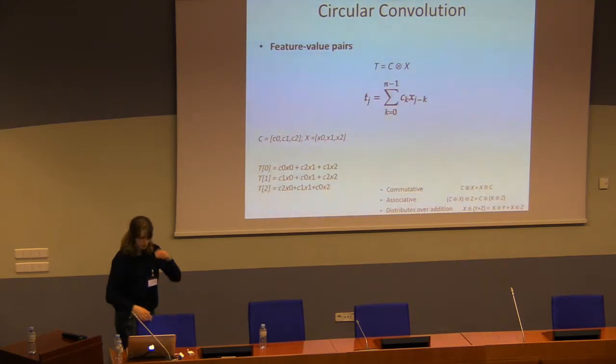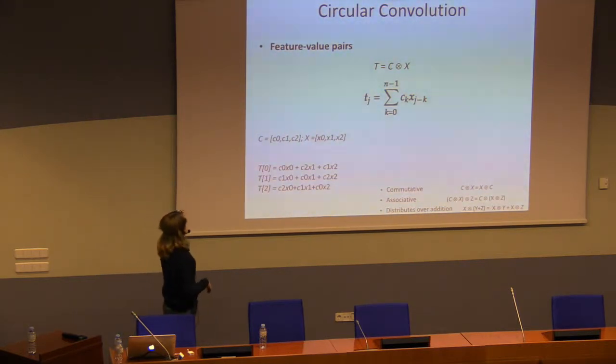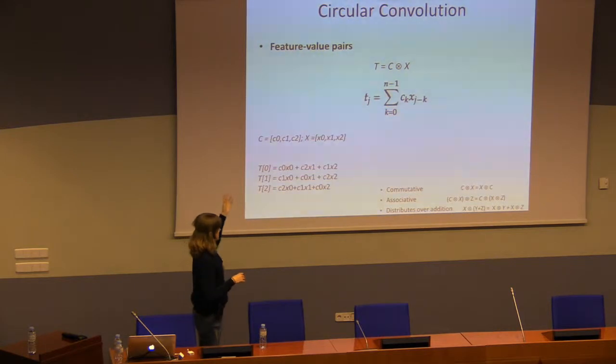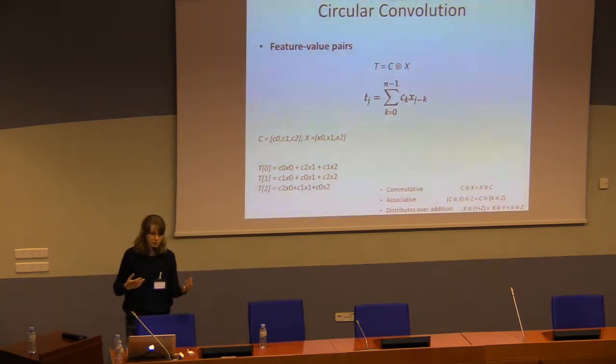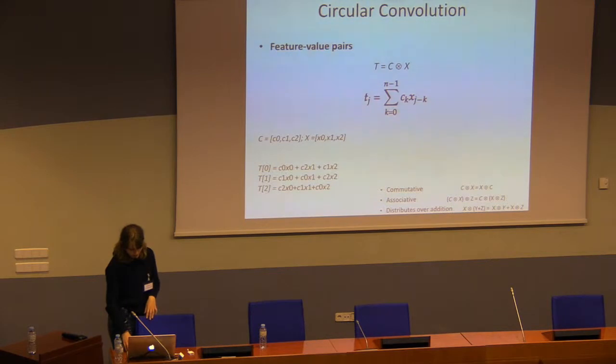Yeah, then circular convolution is an operation. This is the main thing that binds feature value pairs under this approach. And you can see that it's actually just a set of multiplications and additions. So that's how you can think of this circular convolution. It's also quite handy because it has some nice properties, and it's a fairly implementable operation as well. So very handy and easy.